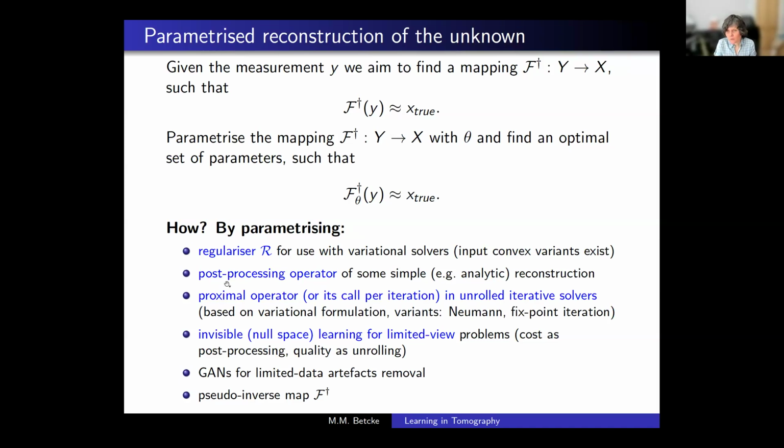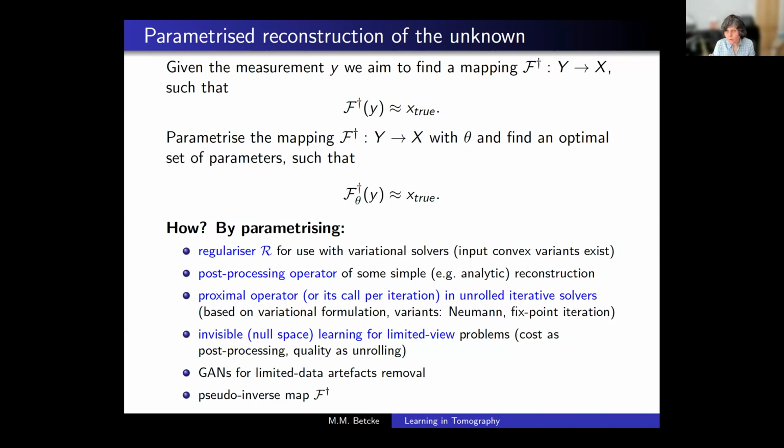The other option is to think of this pseudo-inverse as a composition of some simple analytical inversion and a post-processing operator that we train to essentially remove artifacts.